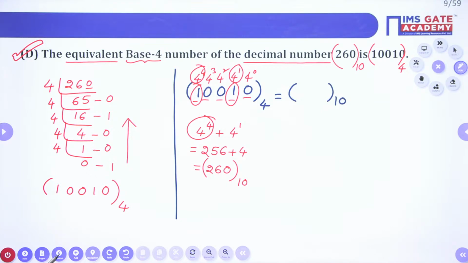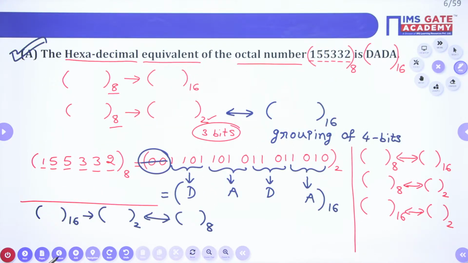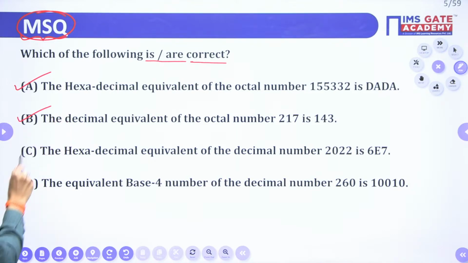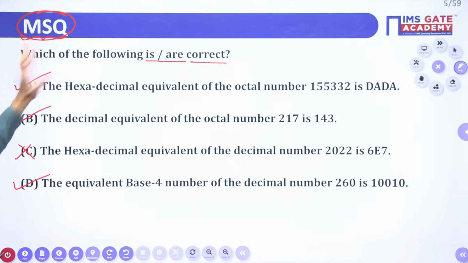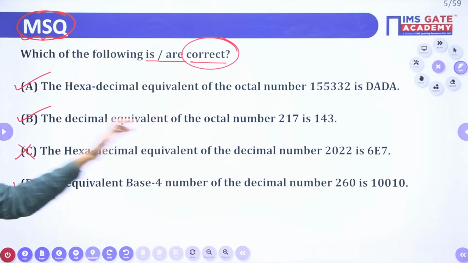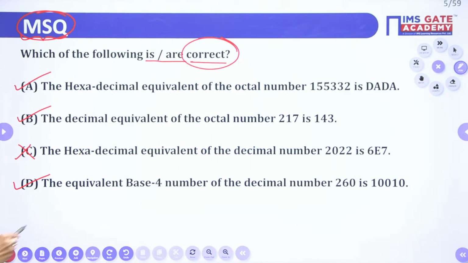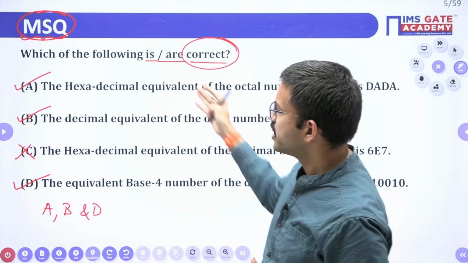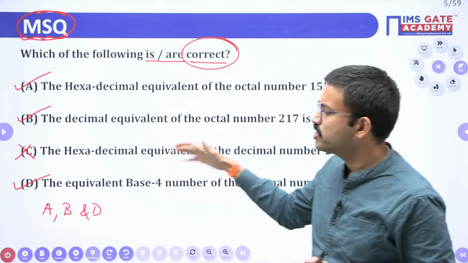So the final answer for this question is option A is correct, option B is correct, option C is wrong, option D is correct. Since this question is MSQ and since they have mentioned among the following which are correct, so the correct options are A, B and D. So whenever you get an MSQ question in the GATE exam, you have to choose all the correct options among the given choices.